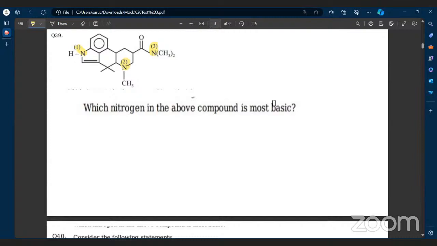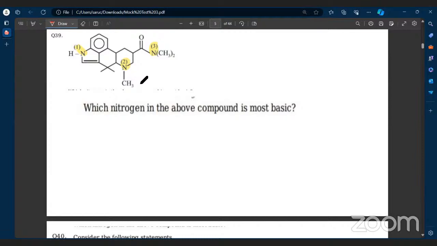Any answers like 1, 2, or 3? Nitrogen is going to be more basic. Very good. I got Ankita giving the answer as 2. It is going to be the right answer.